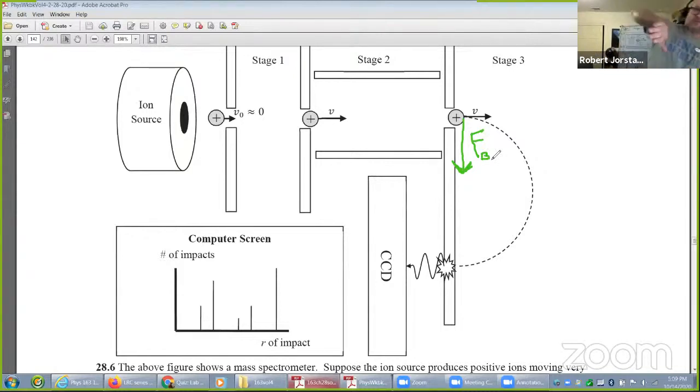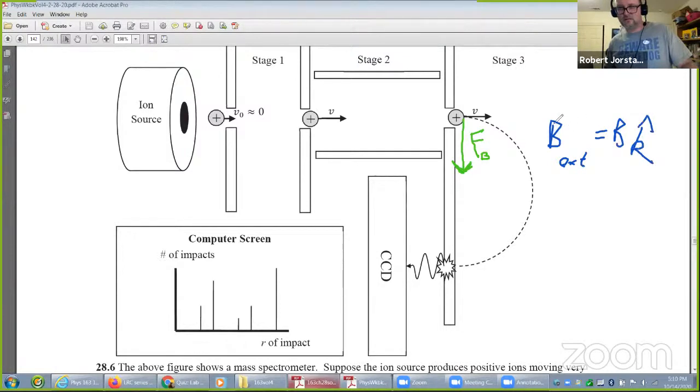Okay. We need a magnetic force this way. So the only way to make that work is if I line up my fingers with V this way, and curl my fingers out of the page. So that means B external. I already forgot. What did I say? Let me write it down so I don't forget. B external is out of the page.